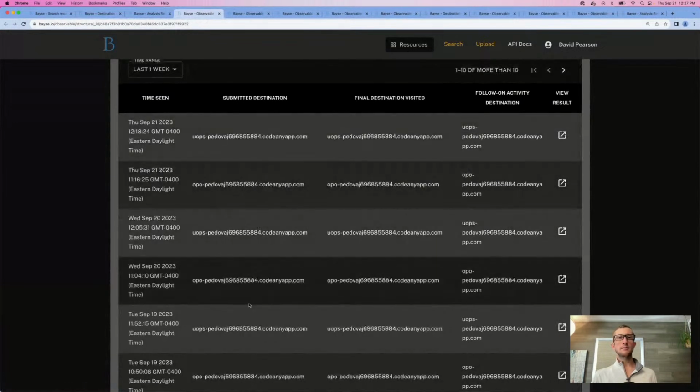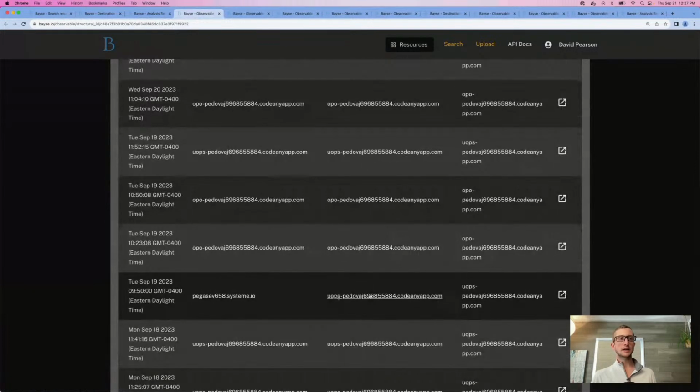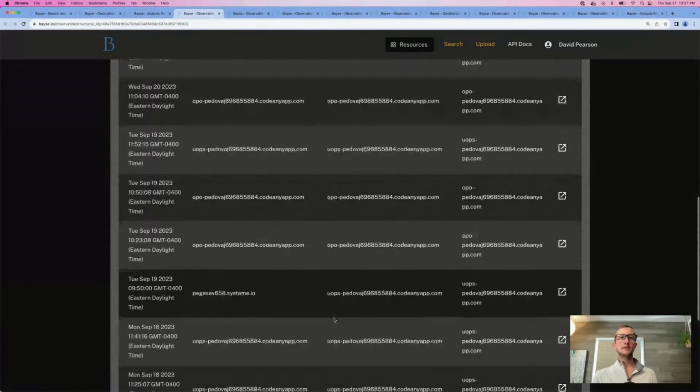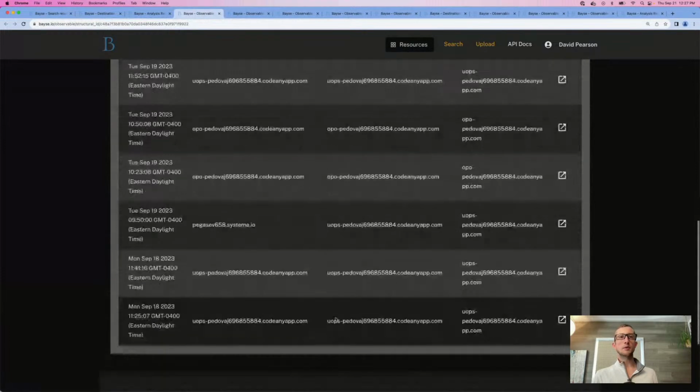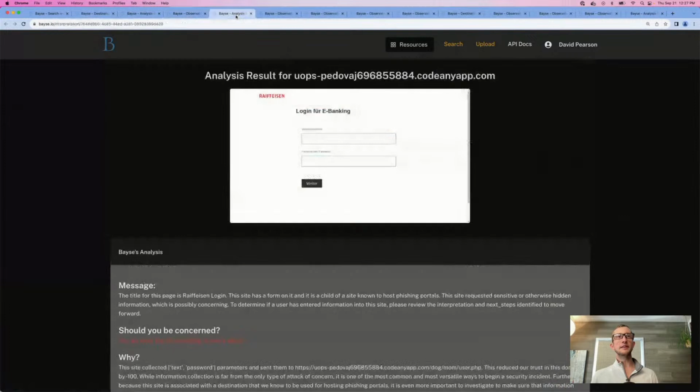These look like the same. And then what else do we have? We have pegasev.systeam.io. So that looks different, but looks like it leads to the same site. And let's see, it looks like they're the ones that for sure are different. And again, we can pivot on any of these and find that, yep, they look very much the same.